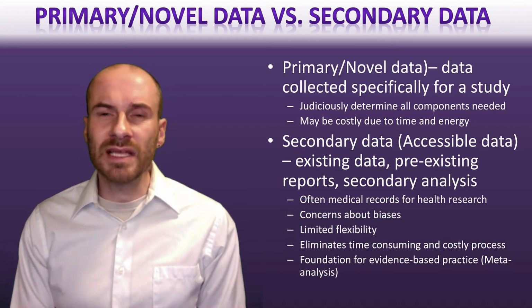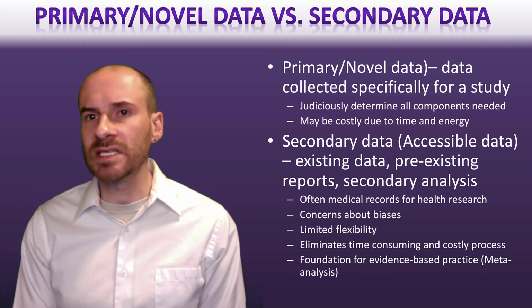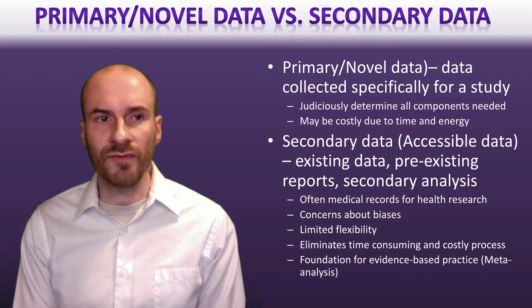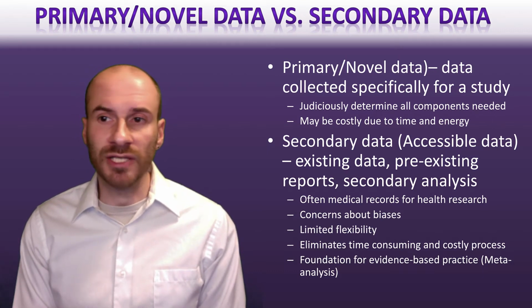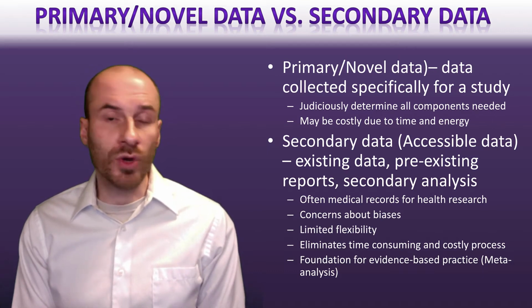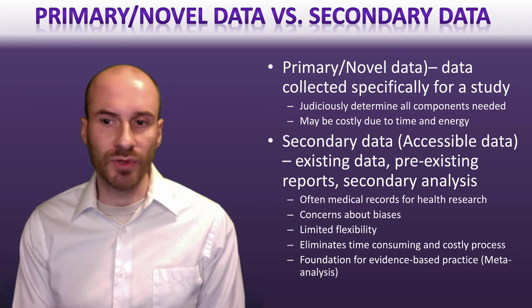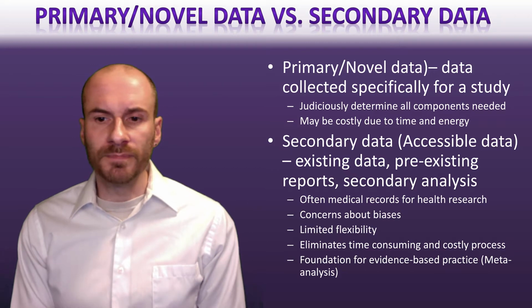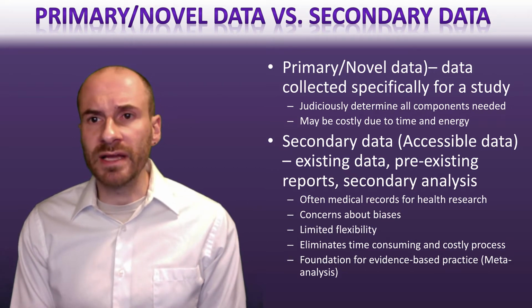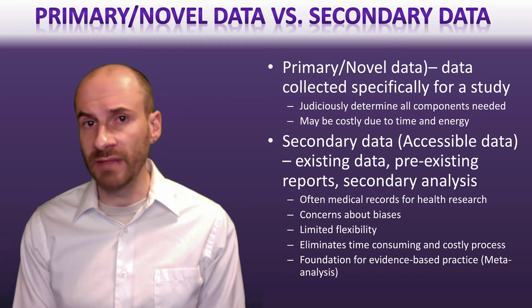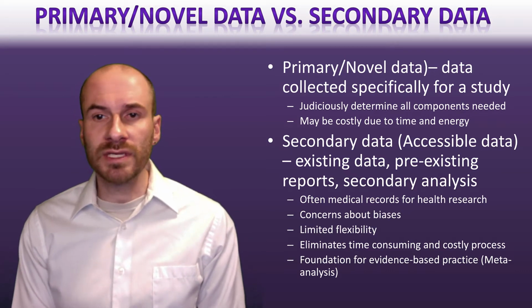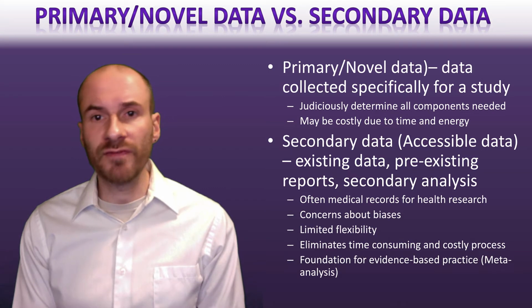So this isn't necessarily a strategy, but this is a distinction that I just want to make clear for you as you're thinking about data collection. And that is primary or novel data versus secondary data or accessible data, right? So primary data is what we're usually talking about when a researcher goes out and collects information themselves, all right? So this is data that's collected specifically for the study.